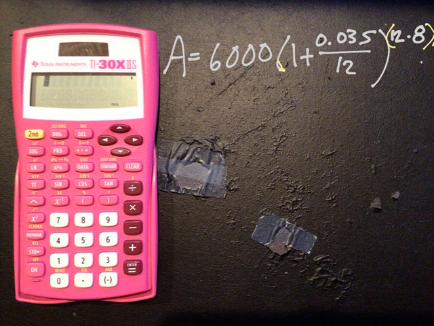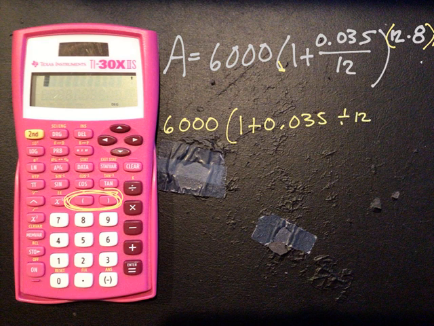So I'm going to type in 6,000, parentheses. Remember, your parentheses are right here in your calculator. 1 plus 0.035 divided by 12, n, parentheses. Then you're going to use the caret. The caret is over here. It's that up arrow piece. Then again, parentheses, 12 times 8.